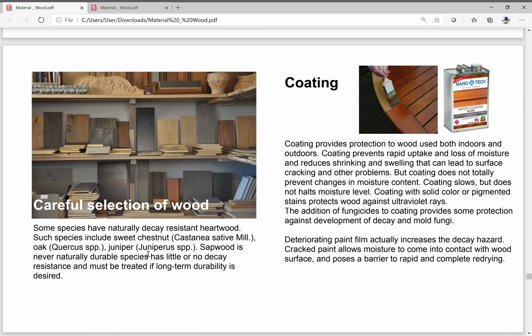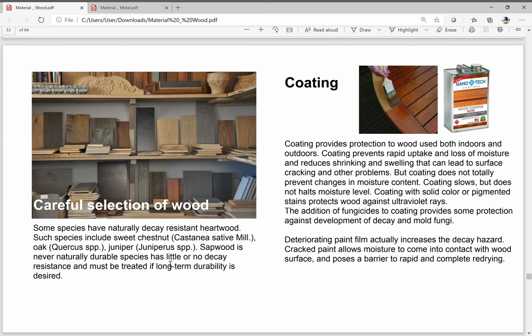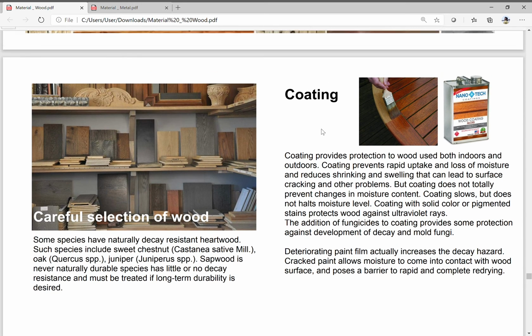So for wood, some species have natural decay resistant hardwood. So these are the species that you might consider. But for those materials that we don't have readily access to, there are a wide range of applications to improve the quality of the material. So you have your coating. Coatings would actually protect the wood for both indoor and outdoor in the environment. So it will prevent it from shrinking or swelling, since these are the most common problems that would happen for a natural material like wood.